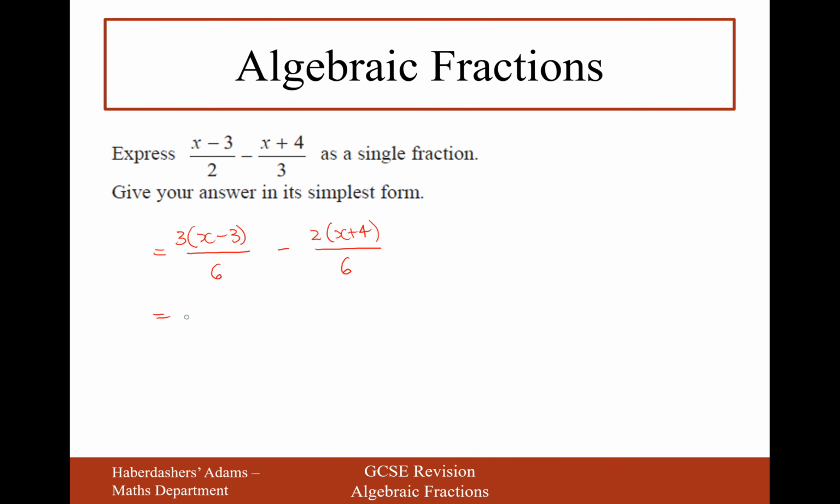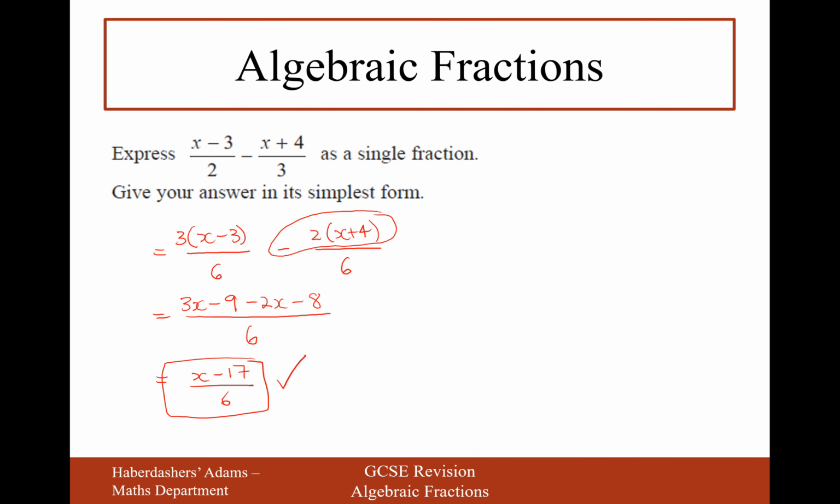Okay, so let's now expand the brackets and put it all over 6, making sure that I subtract all of that right-hand fraction. So it's going to be 3x minus 9, minus 2x, and minus 8. So it's going to be x minus 17 all over 6. And there we are, that's the answer for this question.